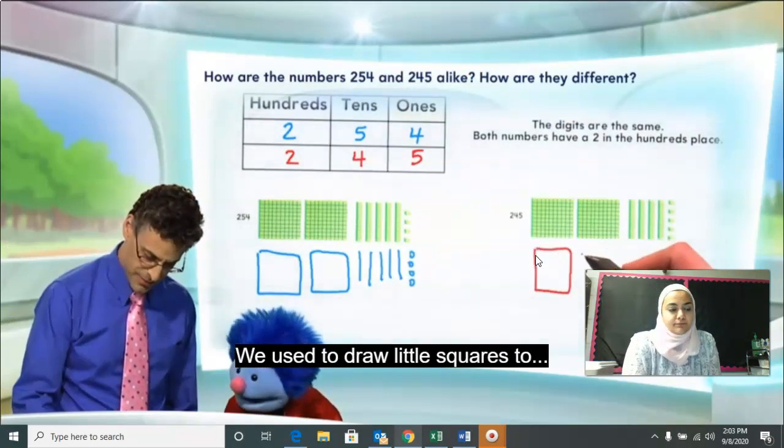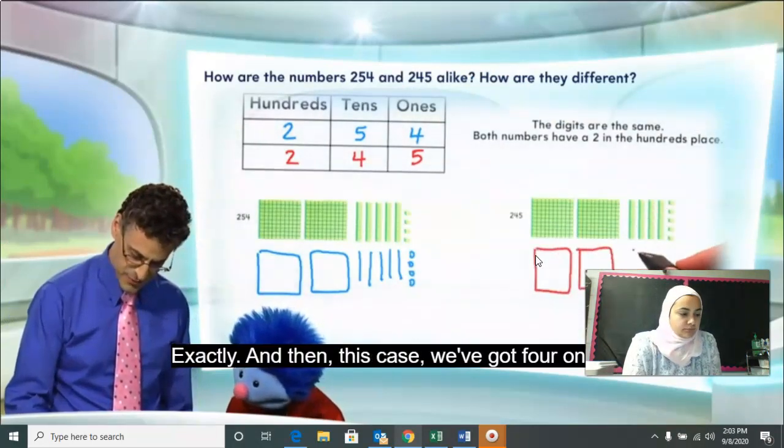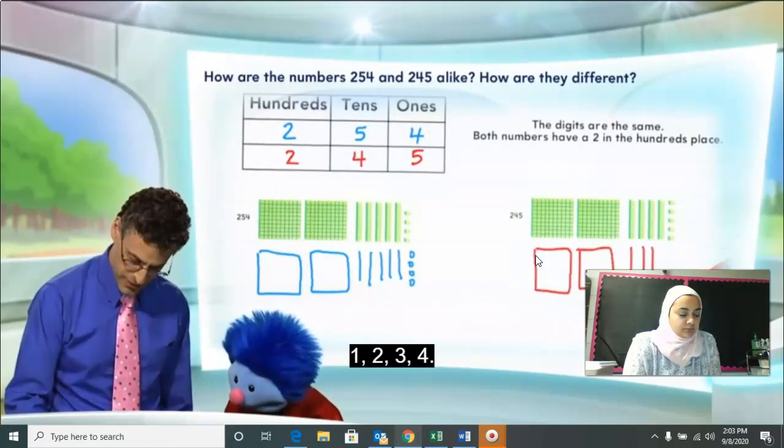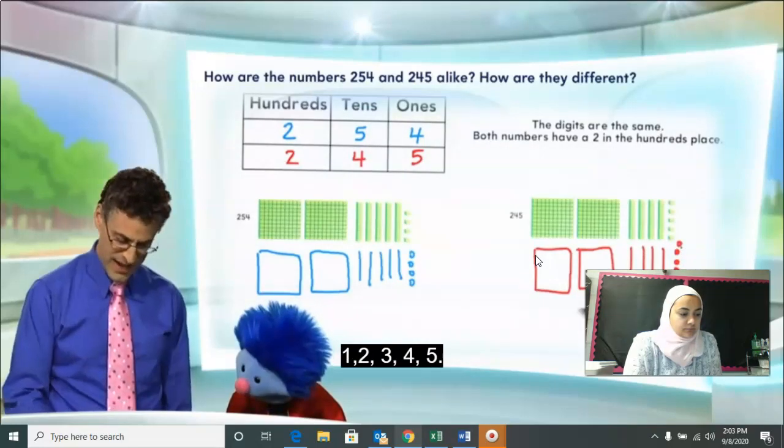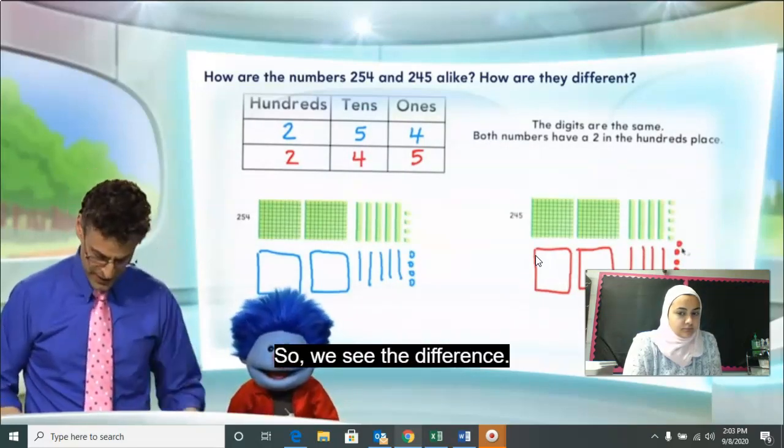We draw little squares to represent squares. Exactly. And then in this case, we've got 4 longs. 1, 2, 3, 4. And then we have 5 little guys. 1, 2, 3, 4, 5. And that represents the same thing. So we see the difference.